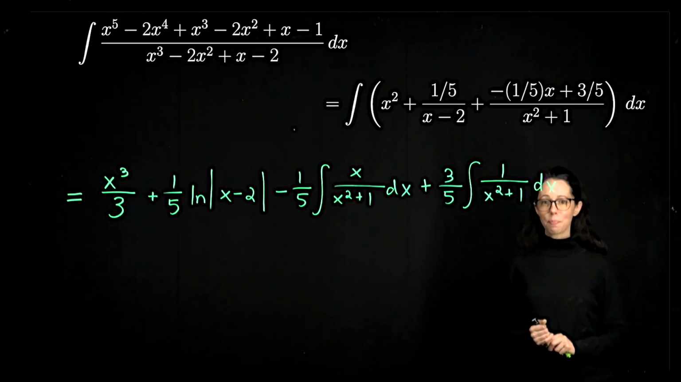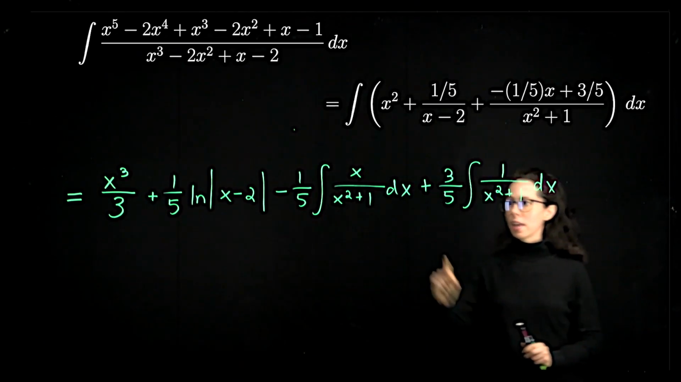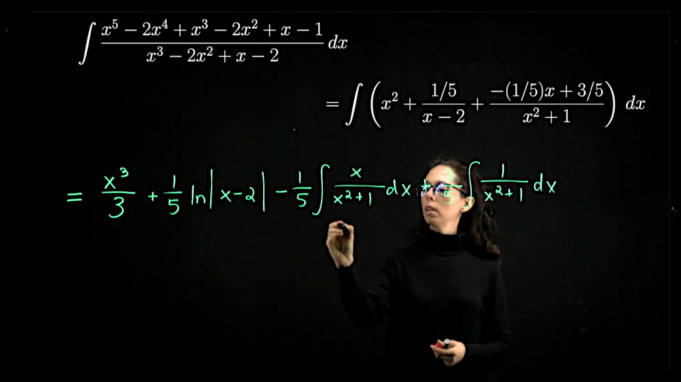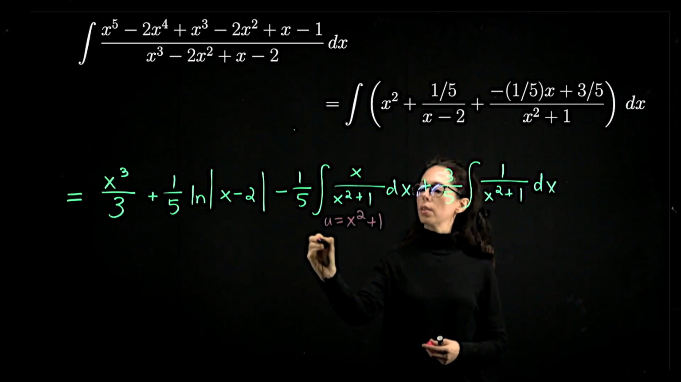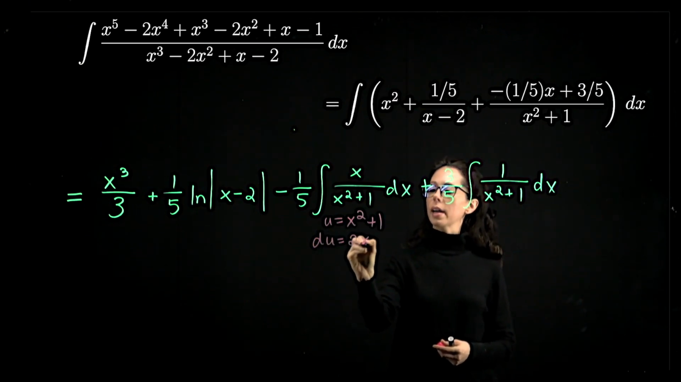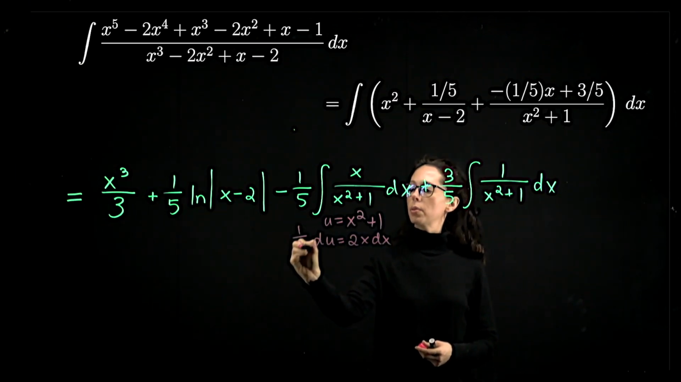Okay, let's see what you got. This is arctan. This is going to be a u substitution where I'll let u be the entire denominator, x squared plus 1, so that du is 2x dx. You can divide both sides by 2.